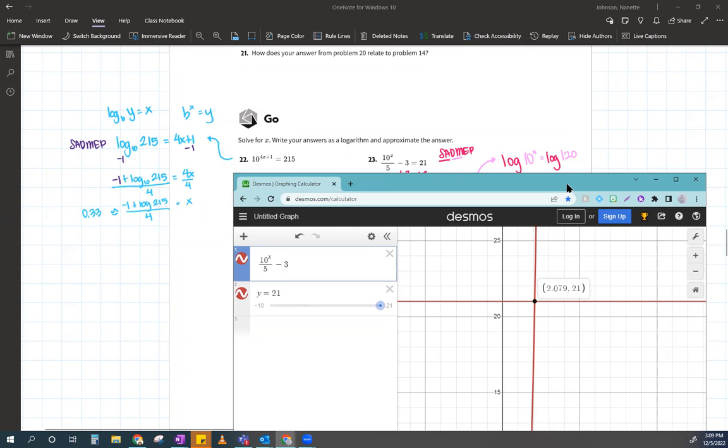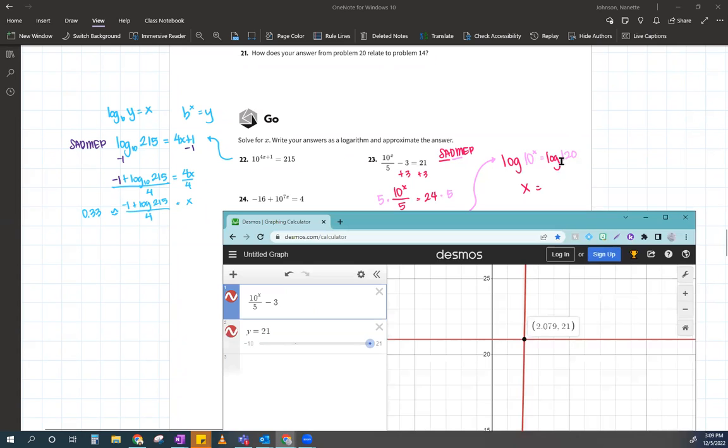2.079. And you're like, wait a second, Ms. Johnson, you didn't get that answer. You got log of 120. Okay, so let's plug in log of 120 and see if we get that same approximation. And some of you are like, oh, Ms. Johnson, it's almost right. And it's like, yeah, but Desmos can only keep so many decimals for you. So there's our answer, log of 120, which is approximately 2.079. So I'll write that down.